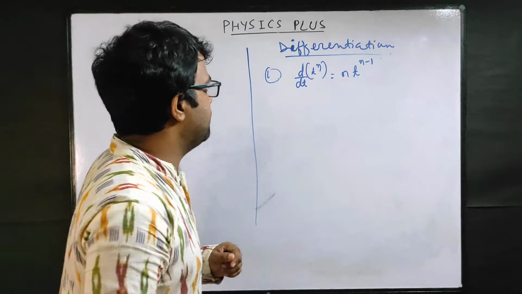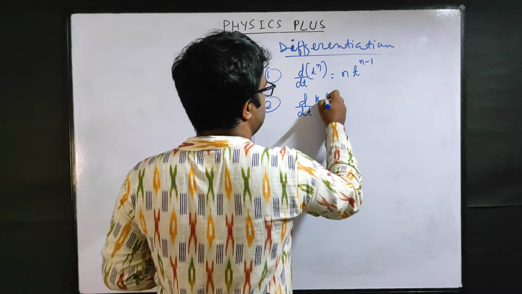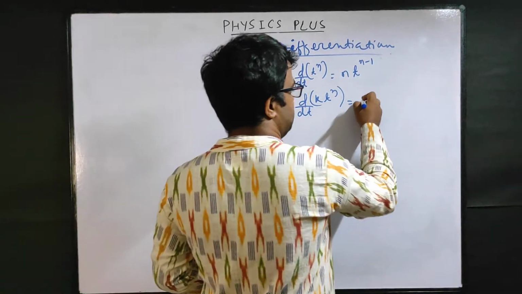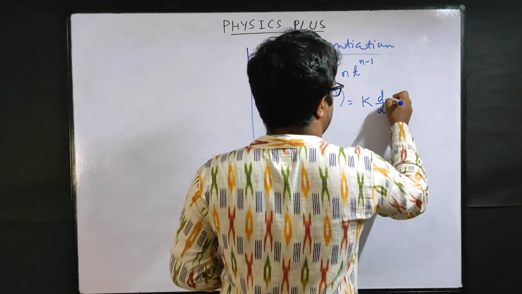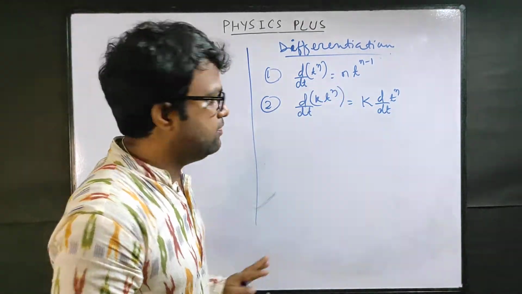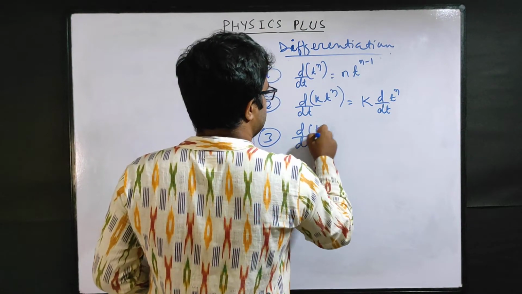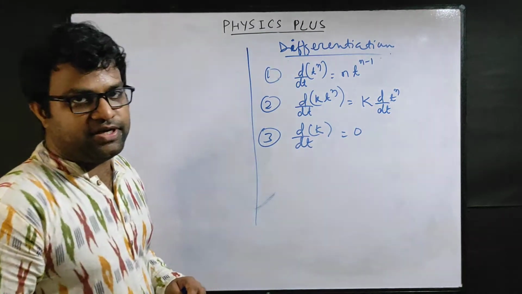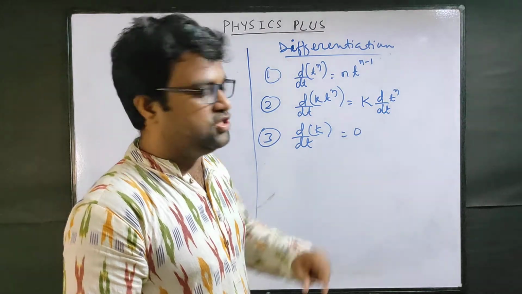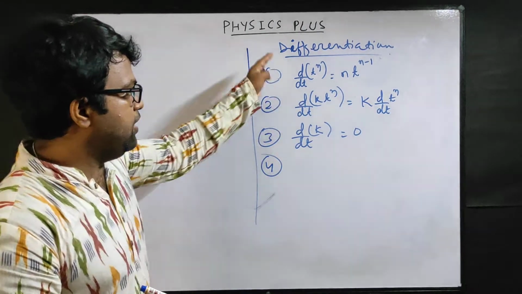Second formula, d by dt of constant times t to the power n is, the constant will come outside, d by dt of t to the power n. Now t to the power n, again you will find out like the first formula, right? D by dt of a constant is equal to 0. Derivative of a constant is 0 because there is nothing, no slope will come, means no change will come, it's a constant one.